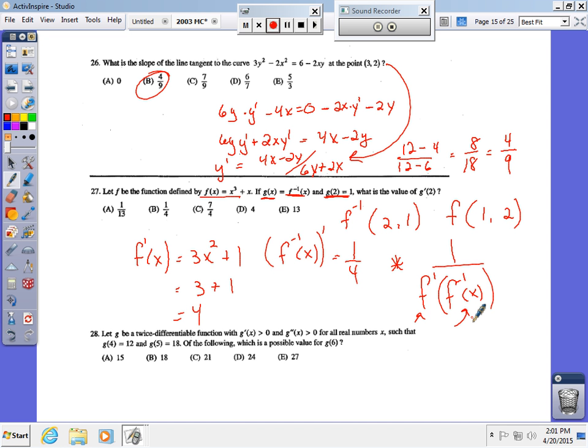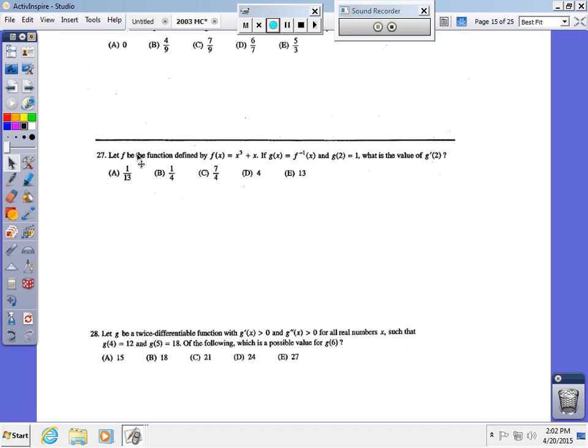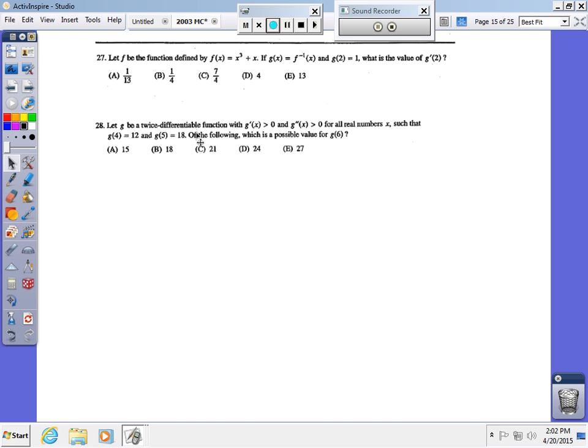All right, and last but not least, number 28 here. I'm going to need some space for this, so I'm going to clear those out. And I'm just going to move these out of the way so I can do this problem.